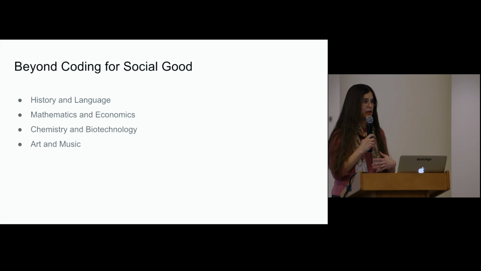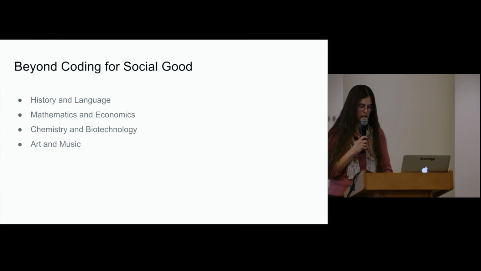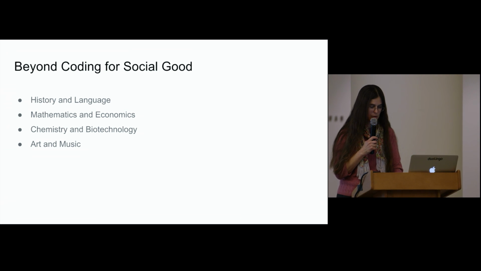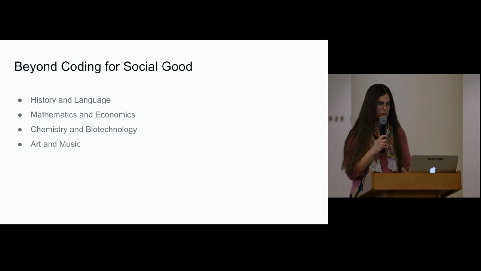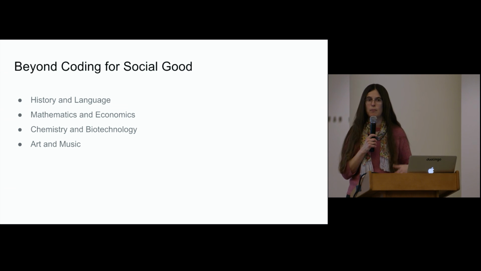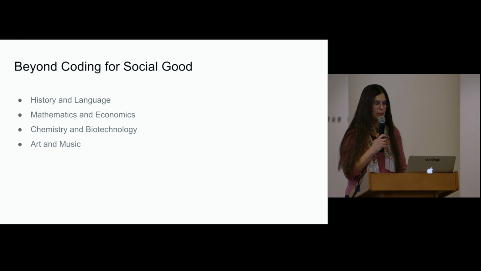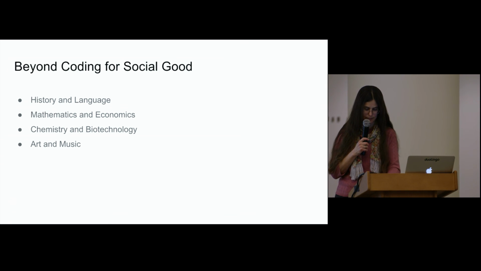A few parting words. So today I chose to talk about coding for social good and companies and nonprofits focusing on this area to give you an idea of the opportunities here. But really, I could have given a very similar but different talk on other areas where CS and software engineering play a large role. For example, companies and research and nonprofits focused on history and language, or mathematics and economics, or chemistry and biotechnology, or art and music. Any of these could have made a really great talk.